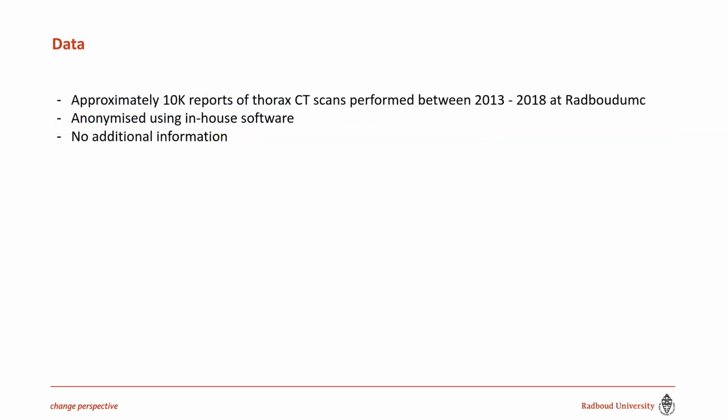The data that we have to work with is approximately 10,000 reports of thorax CT scans performed between 2013 and 2018 at the Radboud UMC. These reports are anonymized using in-house software, and other than these reports we don't have any additional information, so no labels about the diagnosis or anything like that.